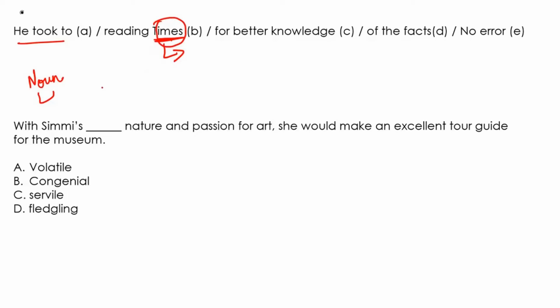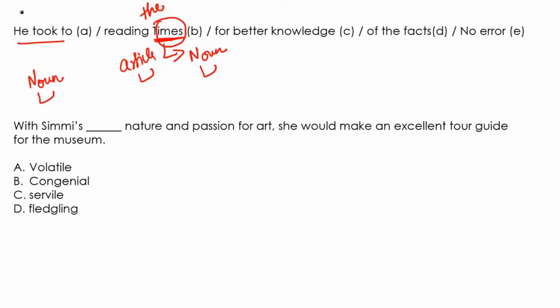And whenever there is some kind of specification involved, what do we use? Times is a noun, and a specific noun at that, so there should be an article included. And what should it be? It should be "reading the Times." So it means that this part has an error.